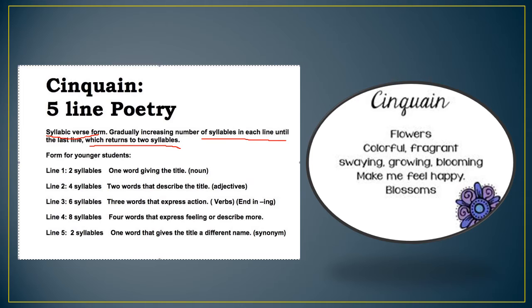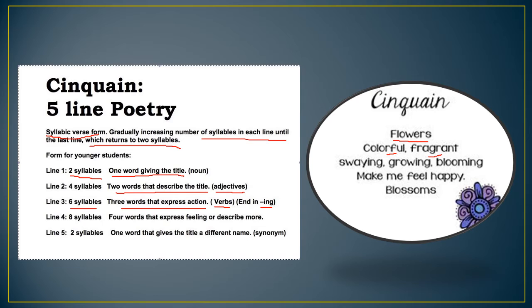So, what's the structure of a cinquain poem? Line one is usually composed of two syllables. This is one word, the title, usually a noun. For example, in this poem we have flowers. The second line consists of four syllables, two words that describe the title, or adjectives. For the flowers, we have colorful and fragrant. Line three is usually six syllables, three words that express action. These are verbs which end in ing.